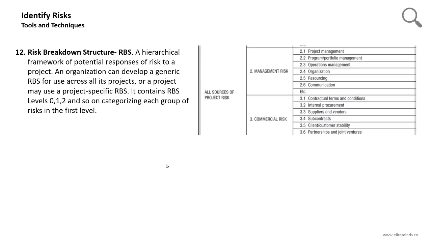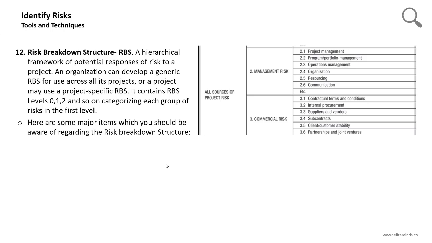So here is a screenshot of the risk breakdown structure. Level 0 is all sources of project risks. Level 1 is management risk or commercial risk. And then you will go to level 2 where the individual project risks are.